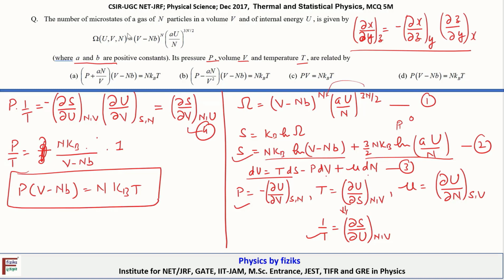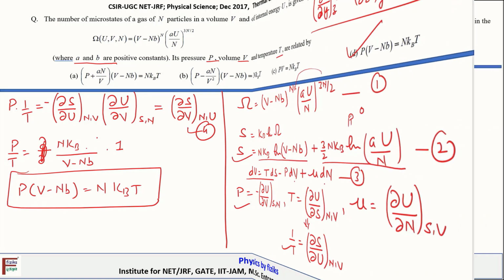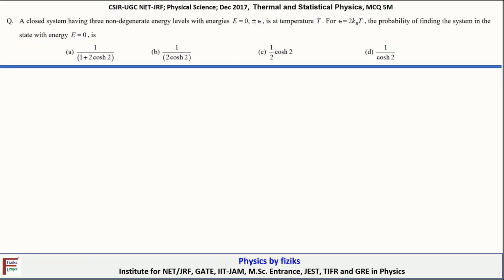So let's see which option matches. Oh, okay, it's D. Okay, so D is the correct one here. So let's take a look at the next problem.